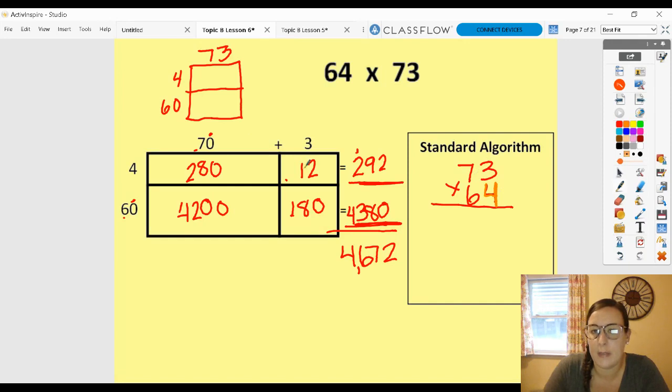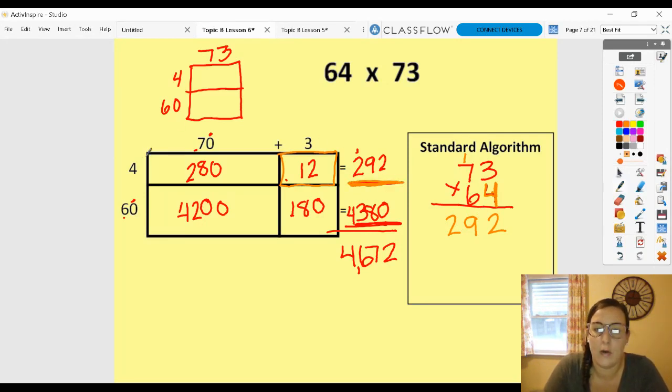And it's going to be a little bit backwards. If you notice, right now, my first step in the standard algorithm is 3 times 4, which is what I had for this rectangle here, 3 times 4. So I actually have a 12, but because we're doing it the standard way, I'm not going to put two numbers in one place value. So I'm going to go ahead and carry that. And then I'm going to multiply 7 times 4, which is 28, plus 1 more, 29, which ends up being the same number that we got here.